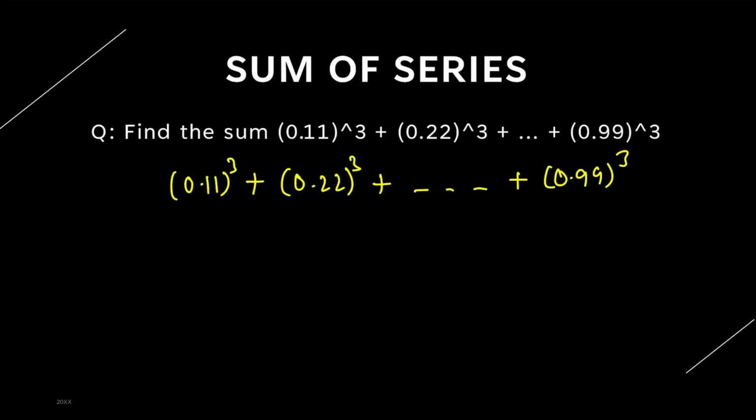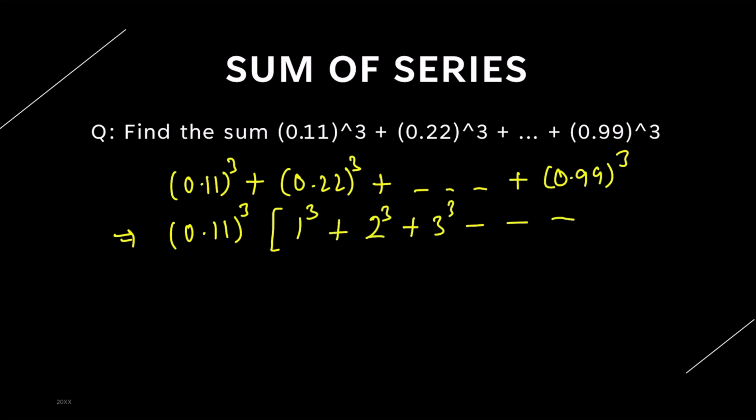Okay, coming to the solution. We know the formula for 1 cube plus 2 cube plus 3 cube up to 9 cube, but we don't know the formula for 0.11 cube, right? So we'll take 0.11 cube as common. We will be left with 1 cube plus 2 cube plus 3 cube up to 9 cube. Is it clear? So we are taking 0.11 cube outside the bracket and we'll be left with 1 cube plus 2 cube plus 3 cube up to 9 cube.